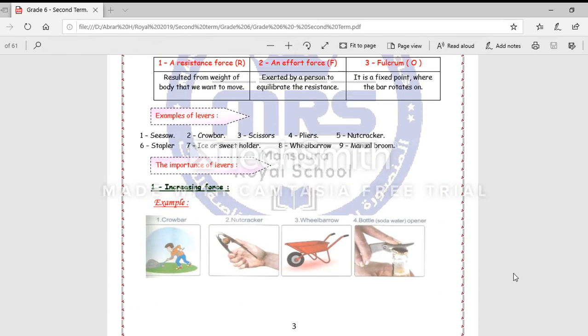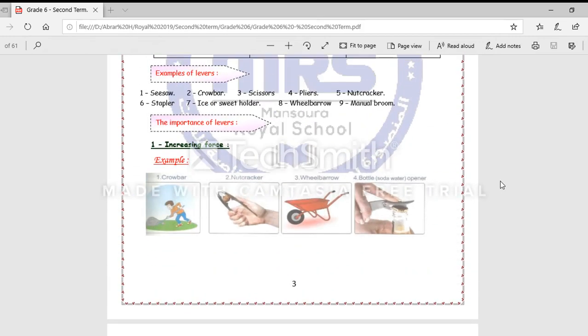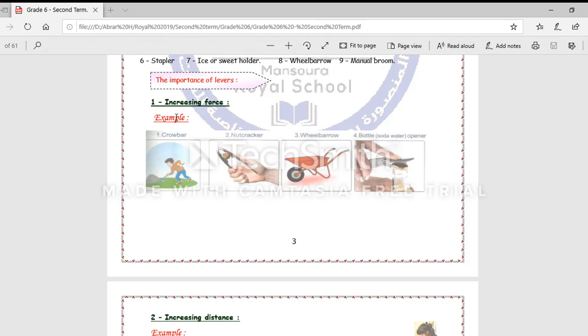What is the importance of levers? The levers have 6 importances, or 6 functions. Like what? First one, the levers are used to increase force. Like what? Like the crowbar, the nutcracker, the wheelbarrow, the bottle opener, or the soda opener.